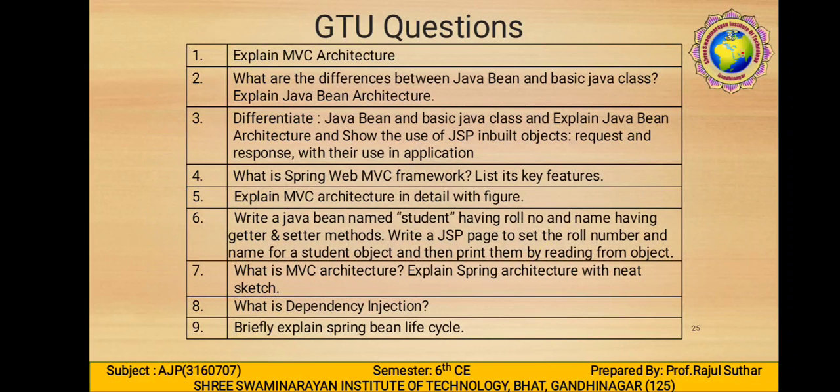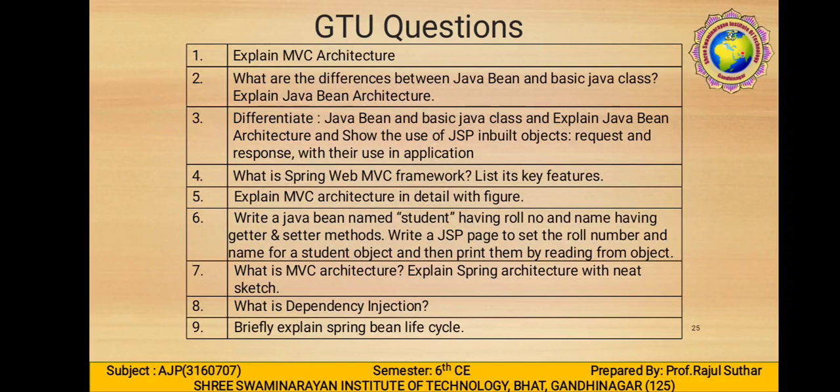These are the most important questions related to this chapter. Here all the units related to advanced Java programming are completed. In this session, the questions covered: explain the MVC architecture, 7 marks question. What is the difference between Java Bean and basic Java class? Explain Java Bean architecture. Show the use of JSP inbuilt objects, request and response, and their use in an application.